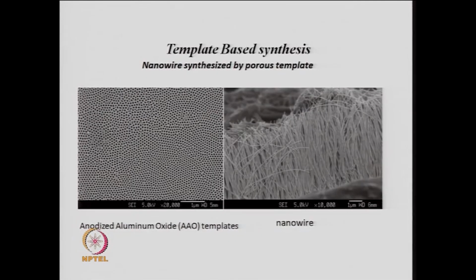Based on such porous templates, you can grow nanowires. So, this is the template, and this template is called anodized aluminum oxide, a very popular template which has very uniform pore size, as you see, and the nanowire growth will be in these pores. And once you remove the template, then you can get these nanowires which have grown in this porous template.